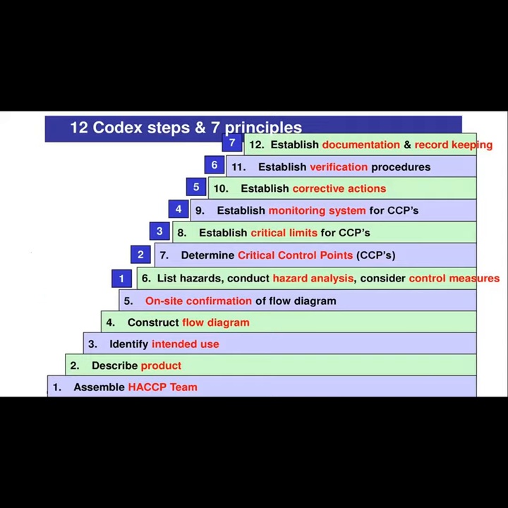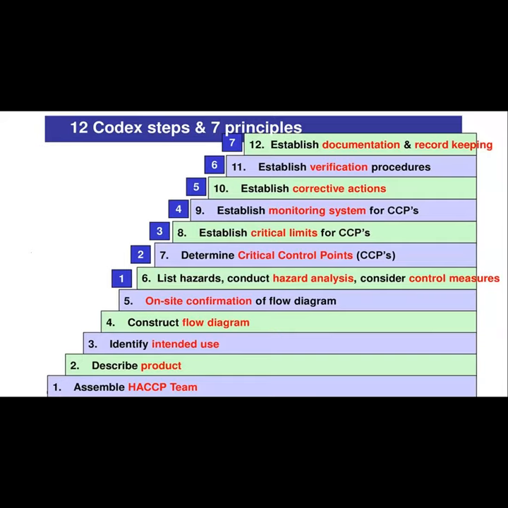After we draw the flow diagram of each and every process step, it should be verified by the assembled HACCP team and team leader. They will verify each part: is anything missing, is everything covered, is any modification or updating required. So the fifth part is on-site confirmation of the flow diagram. If I make a flow diagram but some process step, even a minor step, is missing, that can be a hazard. So we have to include all the minor and major steps during the construction of the flow diagram.